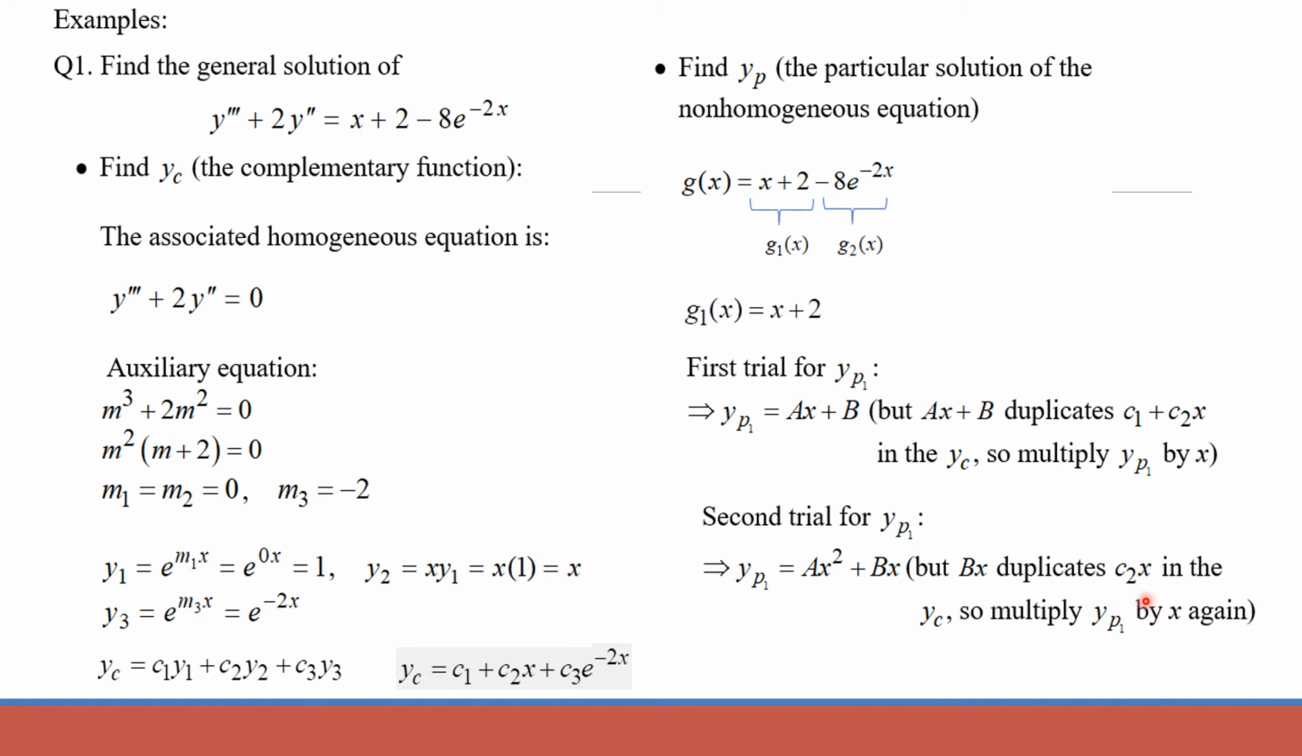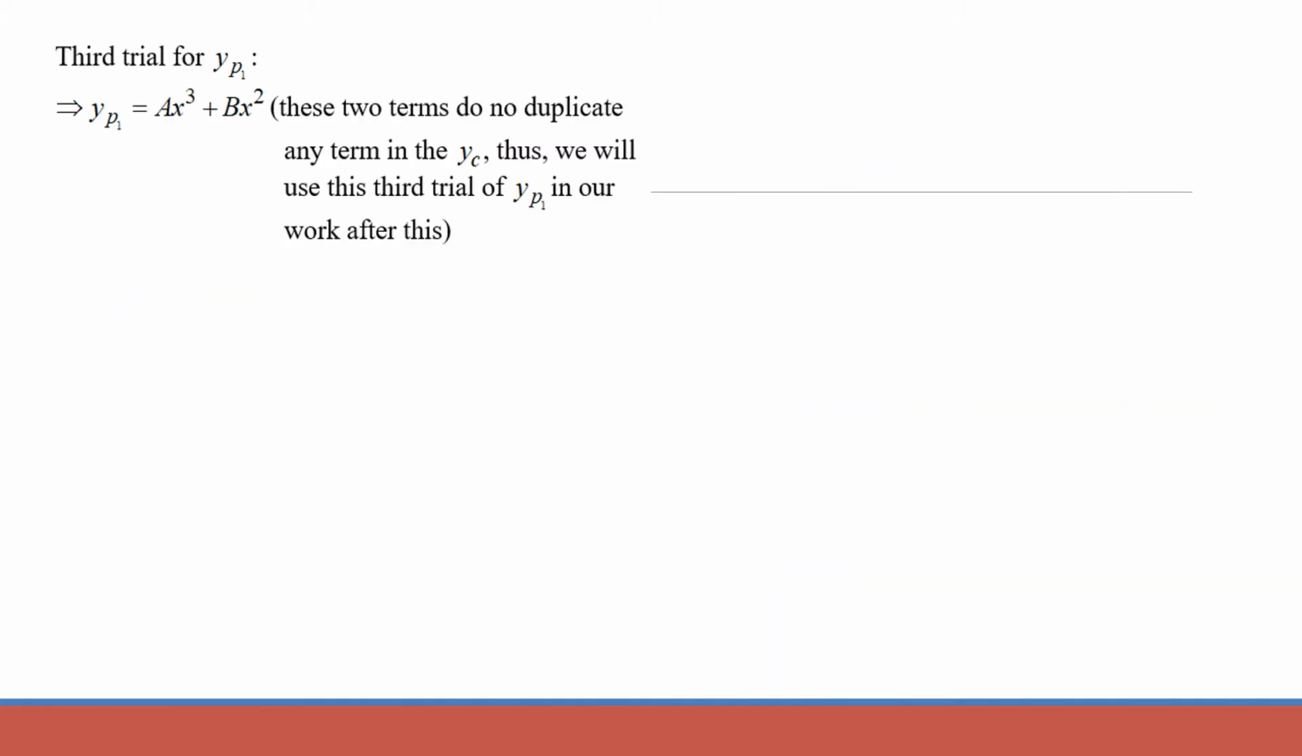So case number 2, rule number 2: if there is a duplication between the term in the yp with the term in the yc, we have to multiply that yp by x again. So we have to multiply this whole part of yp1 by x again. Even though only this part duplicates, the rule is that all of this must be multiplied by x. So this is the third trial. We multiply yp1 by x another time, so we get ax cubed plus bx squared.